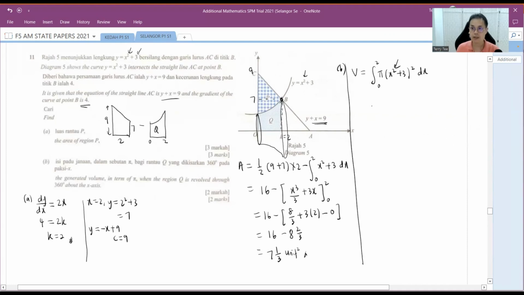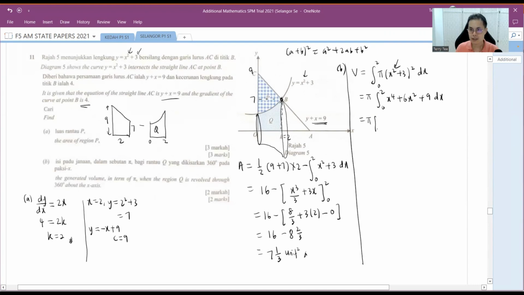So expand the bracket. This will give us, take out the pi, 0 to 2. I'm going to use (a + b) squared. I hope you know how to expand quickly: a squared plus 2ab plus b squared. My a is x power 2, squared it becomes x power 4. 2ab is 2 times x squared times 3, or we can think 2 times 3, 6, so 6 times x squared is 6x squared. 3 squared gives us 9.